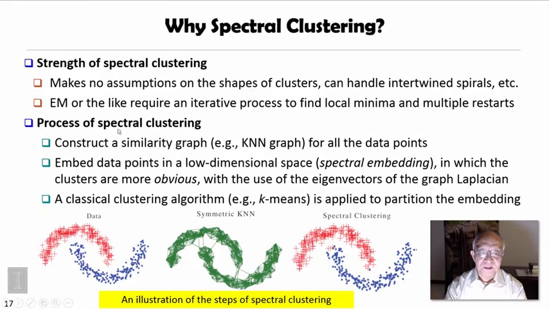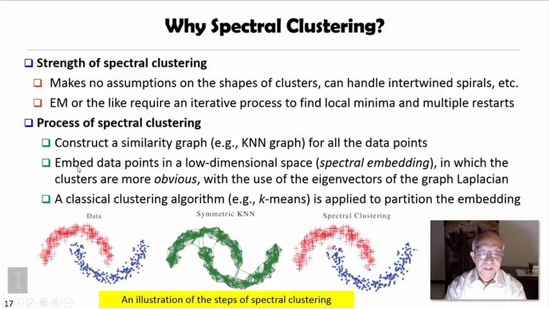The general process of spectral clustering is partitioned into three steps. The first step is to construct a similarity graph. For example, we can use k-nearest neighbor based on their neighborhood, using a Euclidean distance or other distances you like to do your clustering. Then for all the points, you can construct such a similarity graph. For example, in this illustrative example, you can see the original data points. If you do symmetric k-nearest neighbor, you will find this k-nearest neighbor graph like the following.